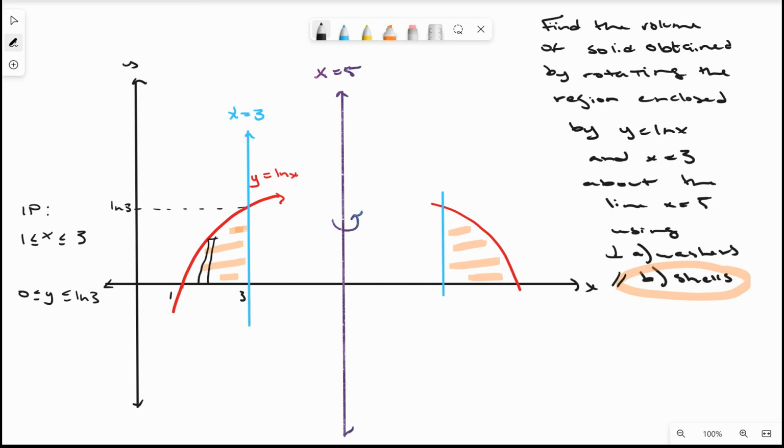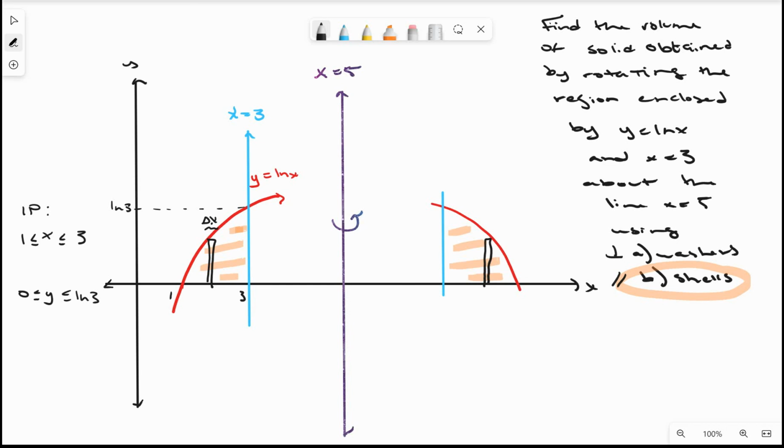Let me do that a little bit better here. That's not better. There we go. So vertical rectangles of width delta x, rotating that about the axis of rotation, which in this case is this vertical line, x equals 5. We're going to get cylindrical shells.